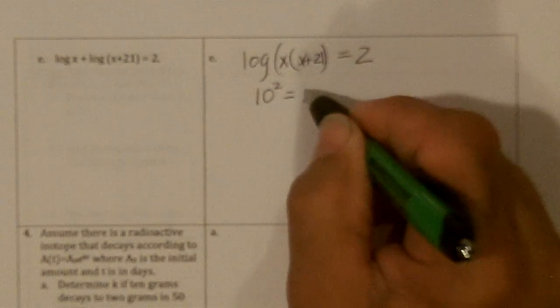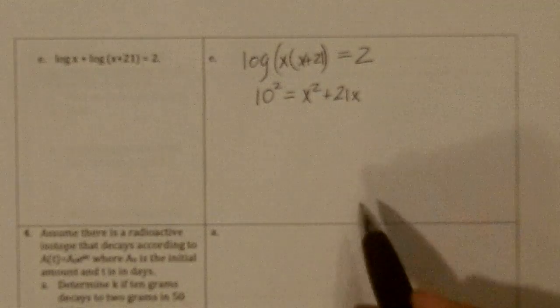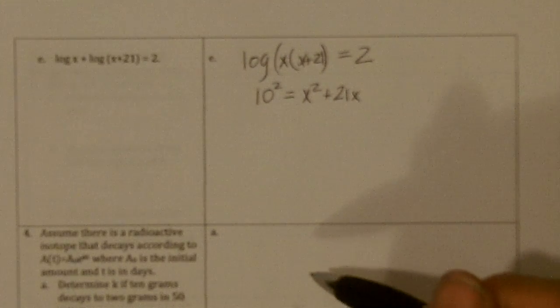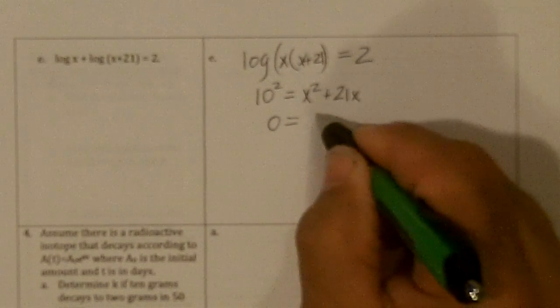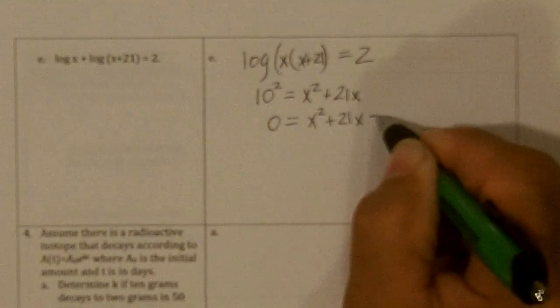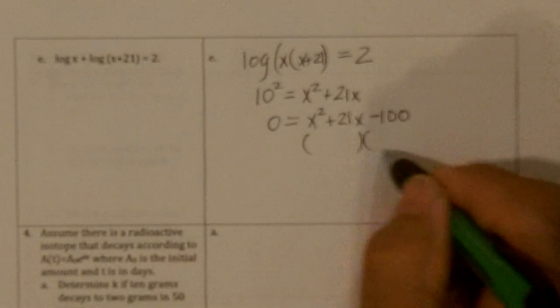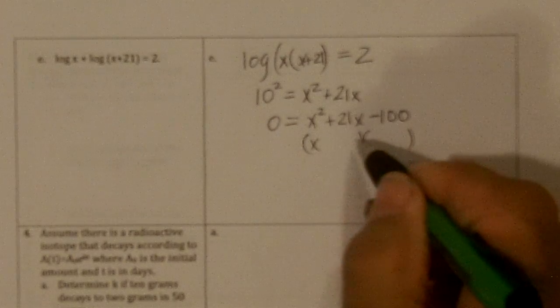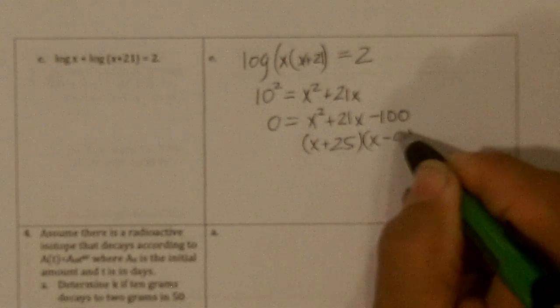So 10 to the 2 is x squared plus 21x. I recognize this is a quadratic. This is 100, so I'm going to subtract it so it equals 0: x squared plus 21x minus 100. That factors, or you can use the quadratic formula. That's x plus 25 and x minus 4.